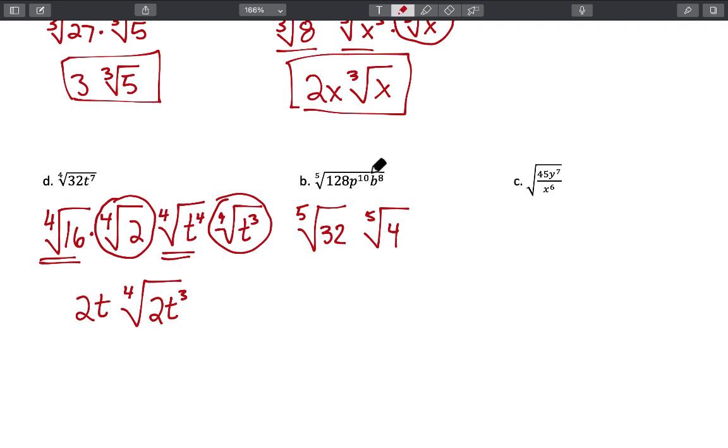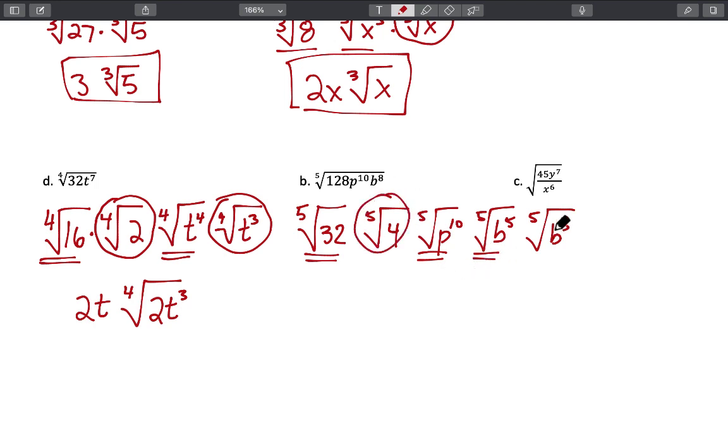All right, now we've got p to the 10th. We have the fifth root of p to the 10th because 10 is divisible by 5. And then we've got the fifth root of b to the 5th and its remaining amount, which would be b to the 3rd. All right, so simplifying, I can simplify these underlined ones here. And then the two circled ones, I can't simplify any further, so those stay as the fifth root. So I end up with 2p squared b times the fifth root of 4b cubed.